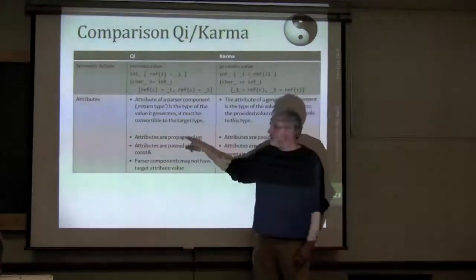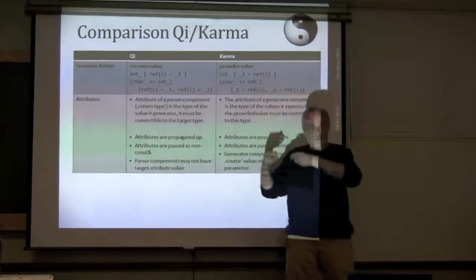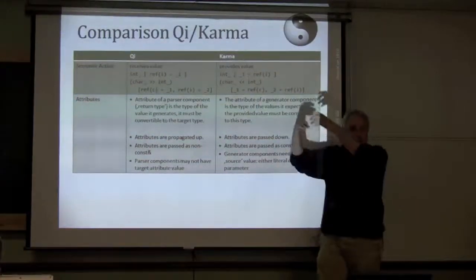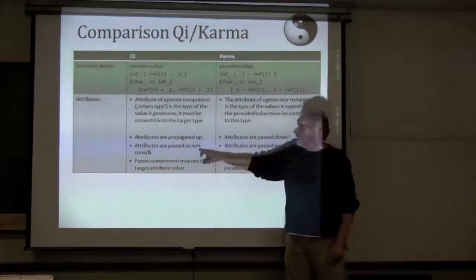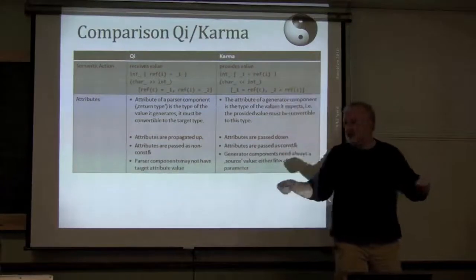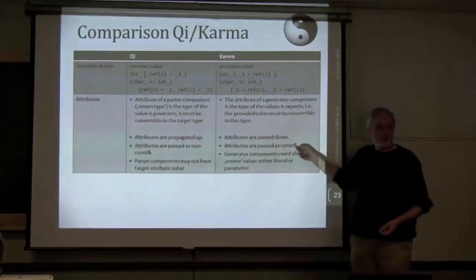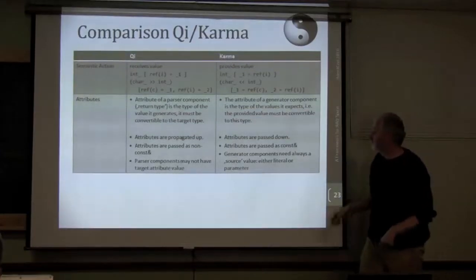In parsers, attributes are propagated up from the bottom to the type you want to get out of it. In Karma, you propagate it down. Attributes are non-const in parsers, obviously, because you want to fill them. And in Karma they are const references, because you just want to reference them and output the values from them.